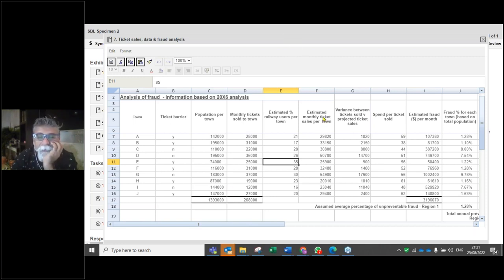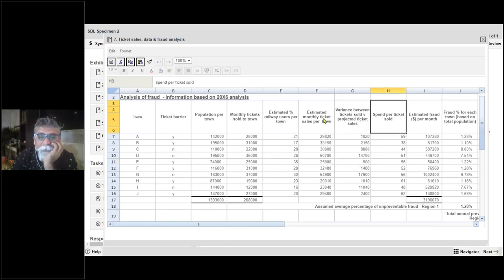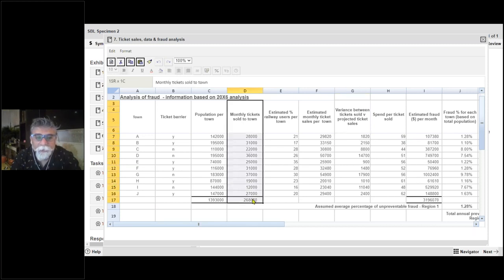And then it says estimated monthly ticket sales per town. And then he says variance between tickets sold versus projected ticket sales. So this column is actual tickets sold, correct? And then he's saying that this is the percentage of people who will be using trains. And then he's calculating estimated.